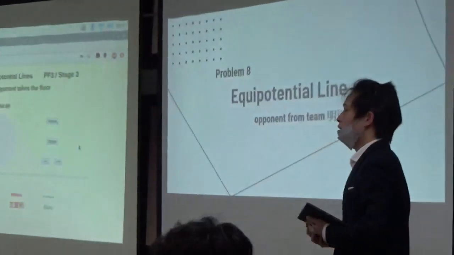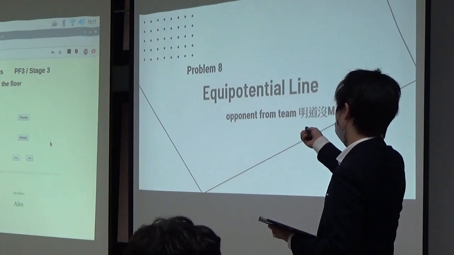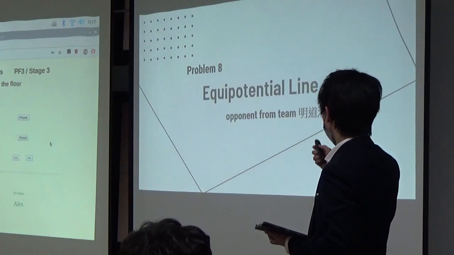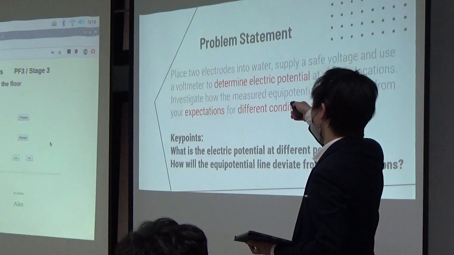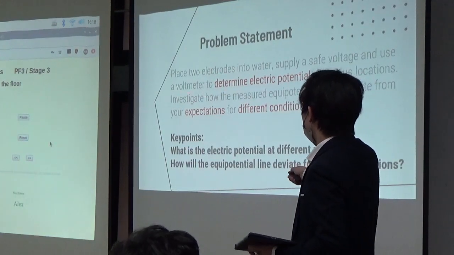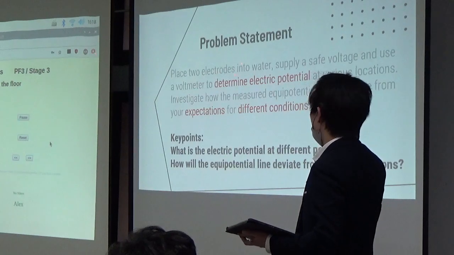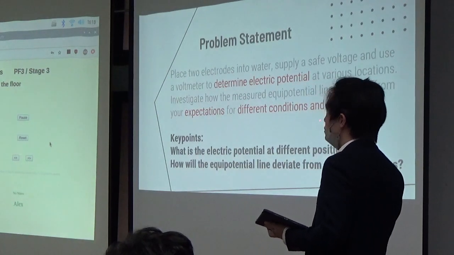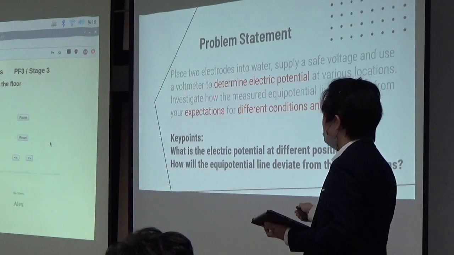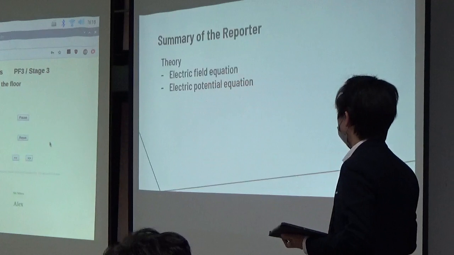Honorable judges and fellow competitors, I'm the opponent from Lingdao Mei M, and today I'll be opposing problem 8, equipotential line. So the key point for me in this problem statement is the expectation. We have to consider how our expectations deviate under different conditions in liquid. So conditions and also the expectations are what I think are the most important things.